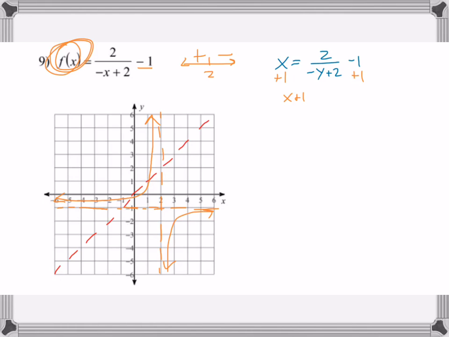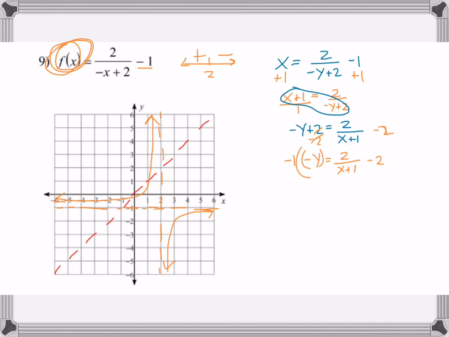So x plus 1 equals 2 over negative y plus 2. Again, if you know my little switcheroo trick, you can go ahead and just switch those two terms. So I have negative y plus 2 equals 2 over x plus 1. Alright, and then we're going to subtract 2, and then I have negative y equals all that.